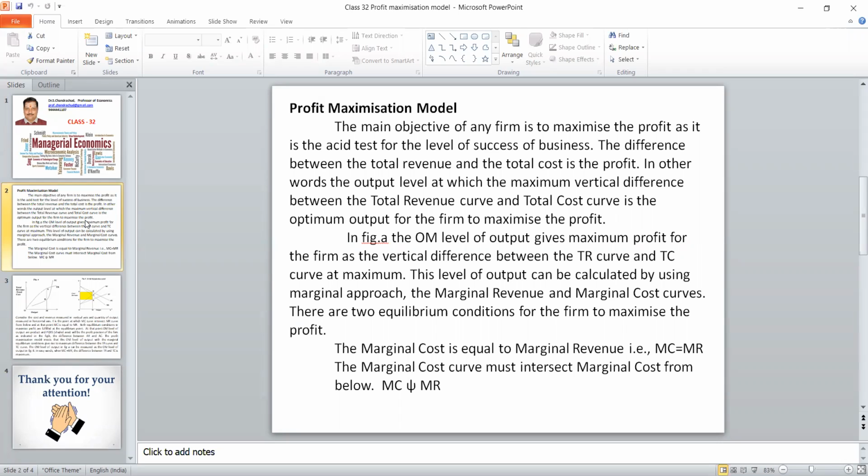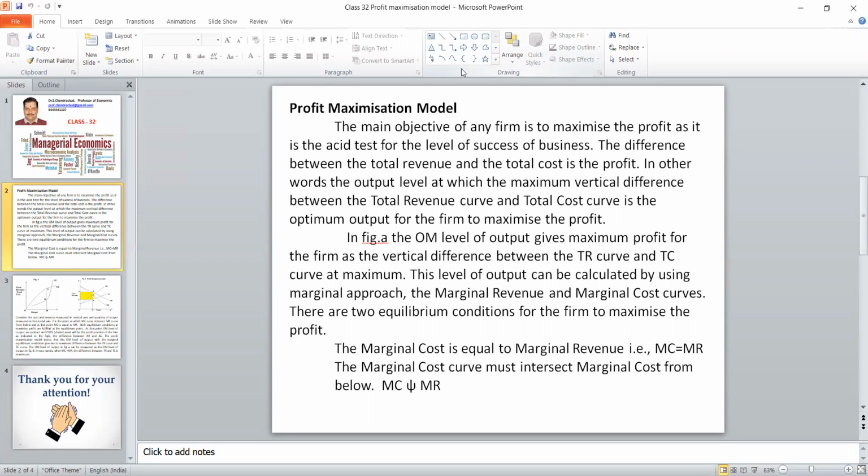The second condition: the marginal cost curve must intersect the marginal revenue curve from below. When we make this condition, we are cross-checking whether the profit is actually maximum or not in this model. How can we say the profit is maximum? The difference between the total revenue and the total cost should be maximum. Am I right? Revenue minus cost is profit. So when the difference between TR and TC is maximum, then the profit is maximum.